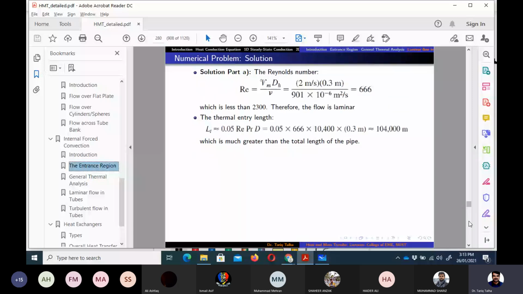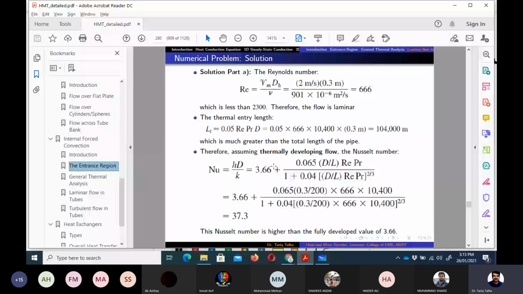If we put in the values: 3.66 plus 0.065 times the diameter of 30 centimeters over the length of 200 meters, Reynolds number is given, Prandtl number is 10,400. So Nusselt number comes out to be 37.3. Now this Nusselt number is quite a bit greater than the value for fully developed laminar flow, which is 3.66. So it means that in the entrance region we would have more rapid heat transfer.